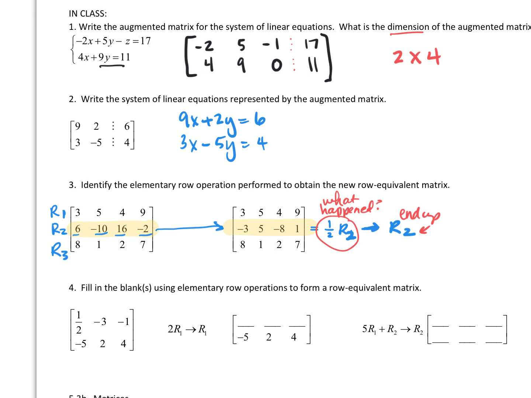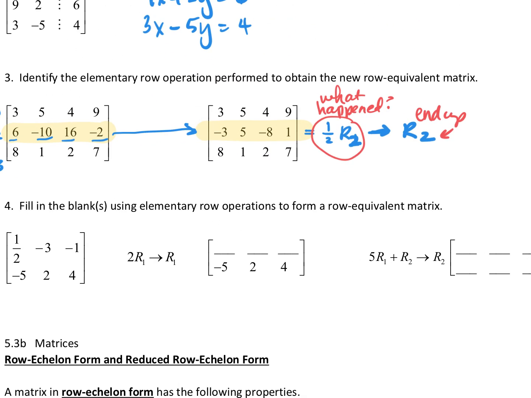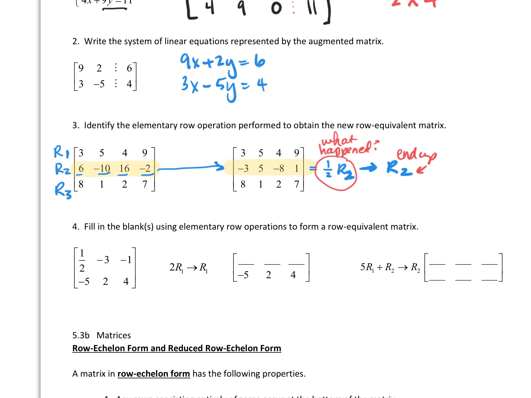Okay. Now, before I jump over, in your video, these next ones. So this is asking me to fill in the blanks using elementary row operations to form the new row equivalent matrix. All right, so notice here, row 2 is staying the same. See that? So all we're doing is messing with row 1. And it's telling me right here what to do with row 1. It's saying multiply row 1 by 2 and land it right here. Okay, can we do that?